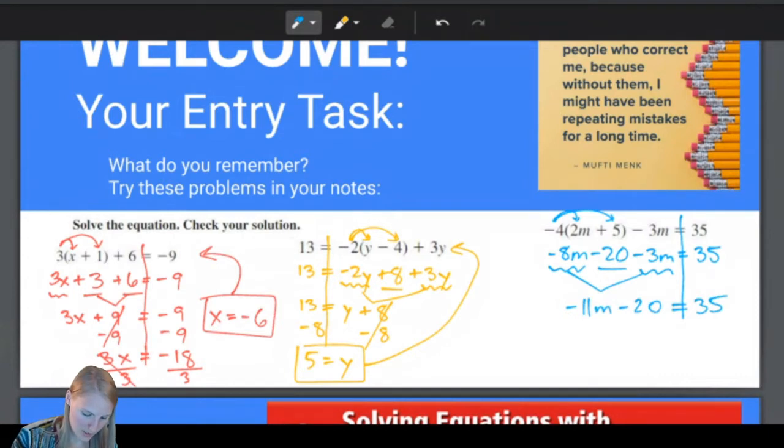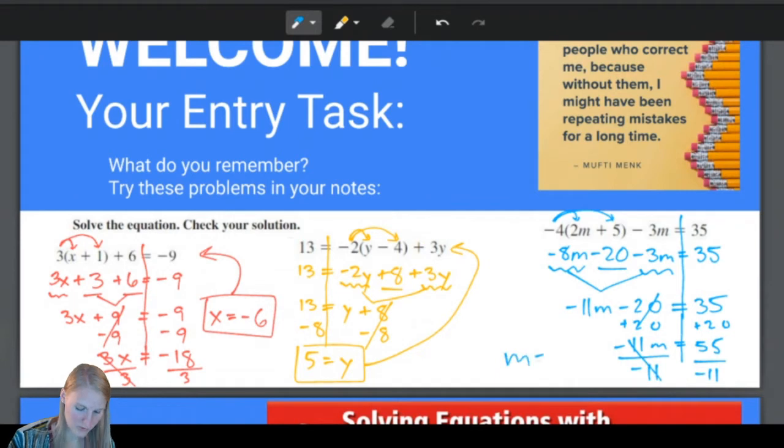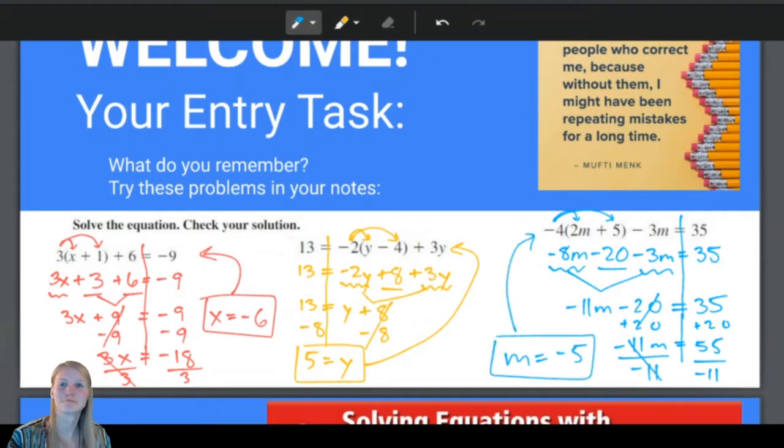And now we got to get rid of the negative 20, so we will add 20 to both sides. Negative 11m equals 55. And now we divide by 11 on both sides. So m is equal to 55 divided by 11 is negative 5. And of course, we can check by plugging our answer back in.